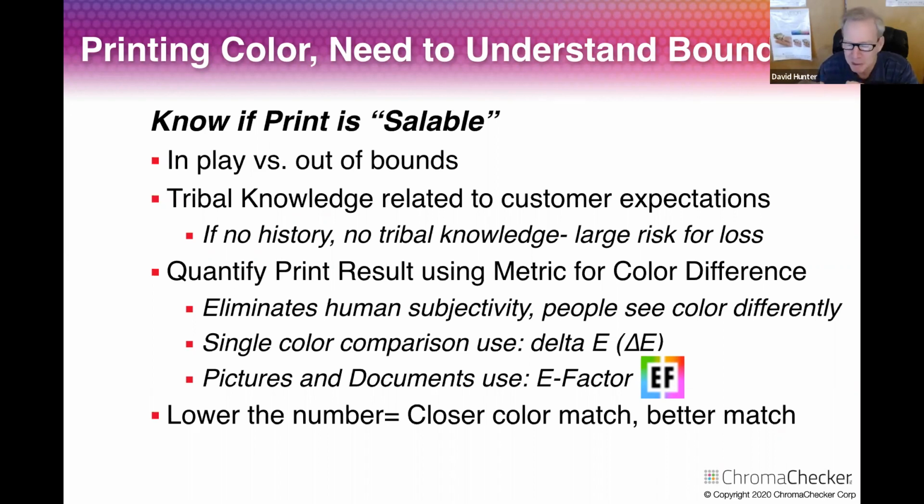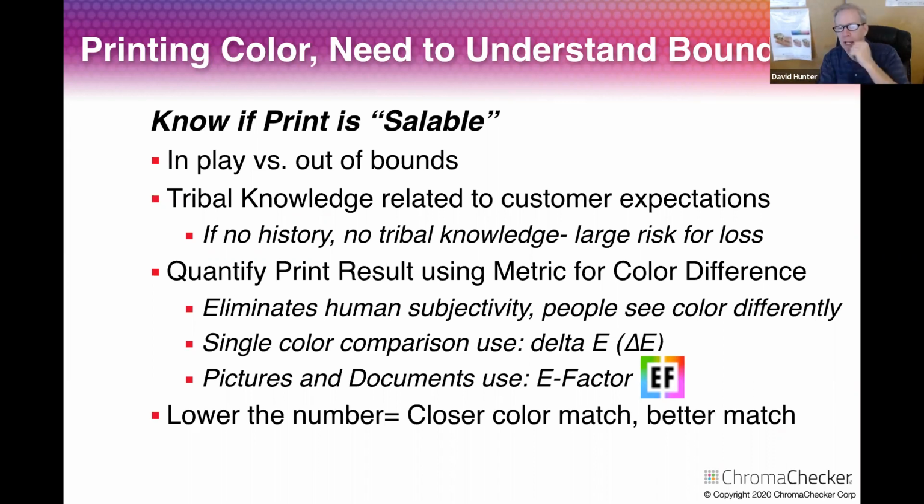This is all what we call tribal knowledge, which is all about crossing your fingers and hoping that the color that you create for them will meet their needs or meet their expectations. And this provides a large risk for loss, which we don't want. We don't want to lose money. We don't want to lose customers. So this is where having E-factor comes in, because E-factor is twofold. Number one, E-factor can be used to quantify the difference in prints. But number two, it can be used to quantify a customer's expectations before they even give you money for the job or ask you to do a job.